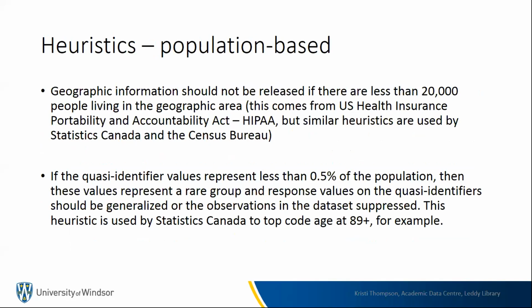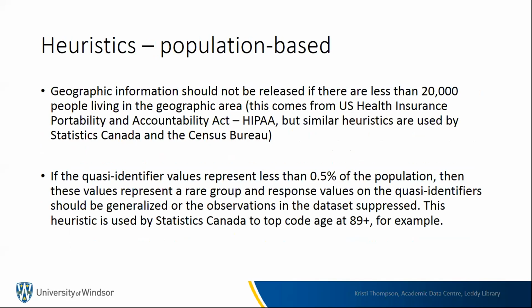Some general heuristics that are population-based. Geographic information should not be released if there are less than 20,000 people living in the geographic area. This is an official standard used by the U.S. Health Insurance Portability and Accountability Act, better known as HIPAA. But similar standards are used by Statistics Canada, by the U.S. Census Bureau, and various other organizations.